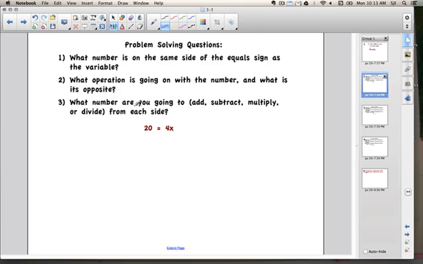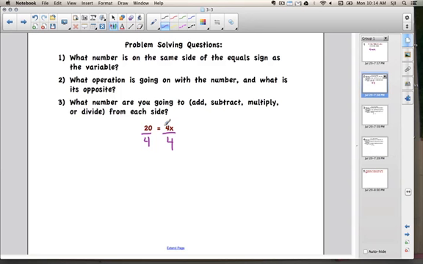So the last question, what number are you going to add, subtract, multiply, or divide from each side? The answers that we get to questions 1 and 2 are what tell us the answer to this one. So you're going to divide, because that's the opposite operation, 4 from both sides. And here's how you can show division. So if I just draw a line like this and put a 4 underneath it, even though I'm guessing you think that this looks like a fraction, that fraction bar means division. And whatever I do to one side of the equal sign, you have to do to the other side of the equal sign. So I'm dividing both sides by 4.